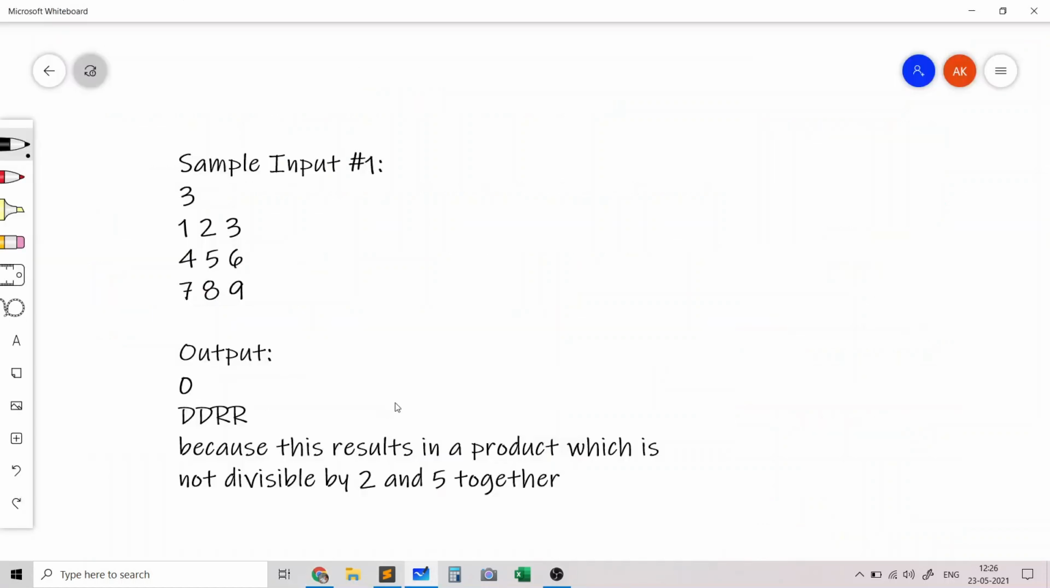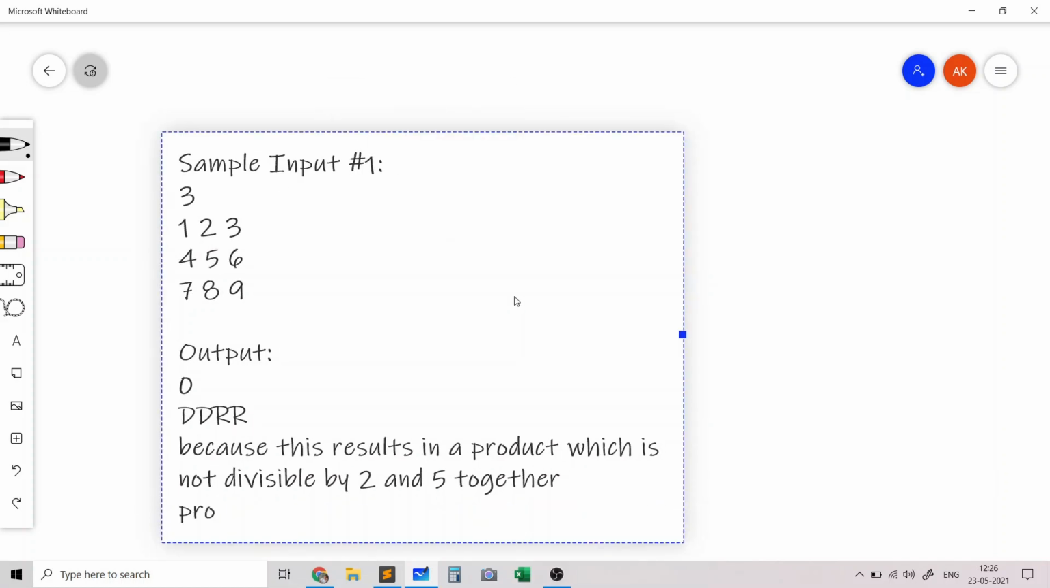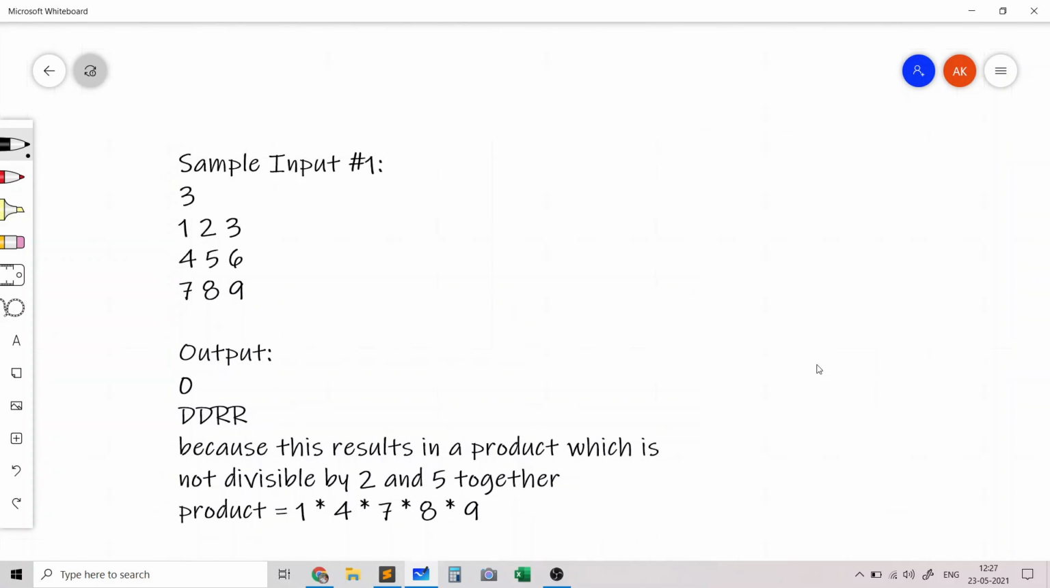So in the first sample test case we are given a square matrix of size 3 by 3 which contains these numbers 1 to 9 arranged in this way, and the output is 0 because there is a way to find a product in which the number of trailing zeros is 0, and that way is to go down, down, right, right. So in that case the product would be equal to 1 times 4 times 7 times 8 times 9, which does not have any trailing zeros.